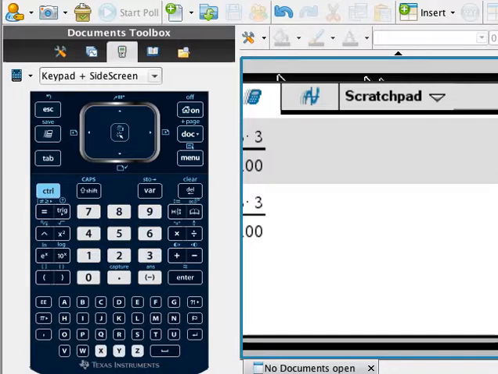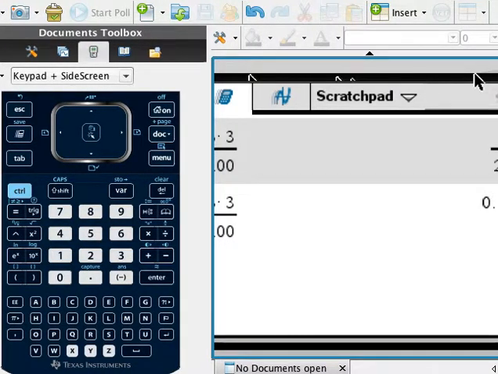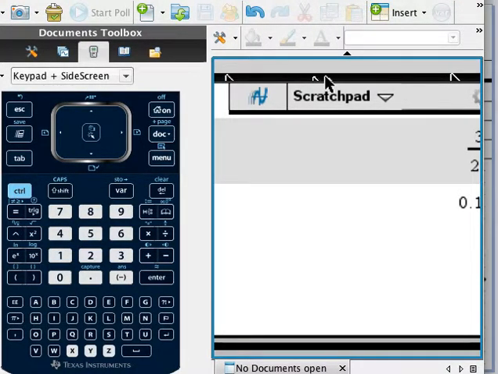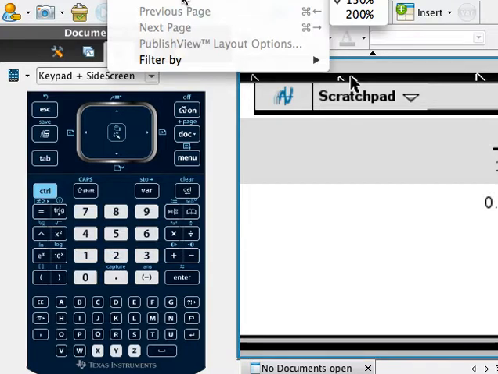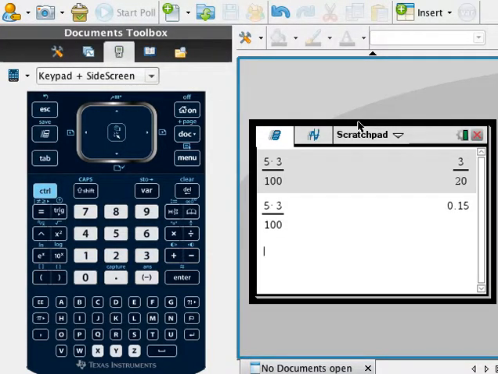Oh, there we go. Let's see. Do it this way. Sorry about that, guys. And then let me change the window. There. All right, there we go. Now we can see the whole thing.